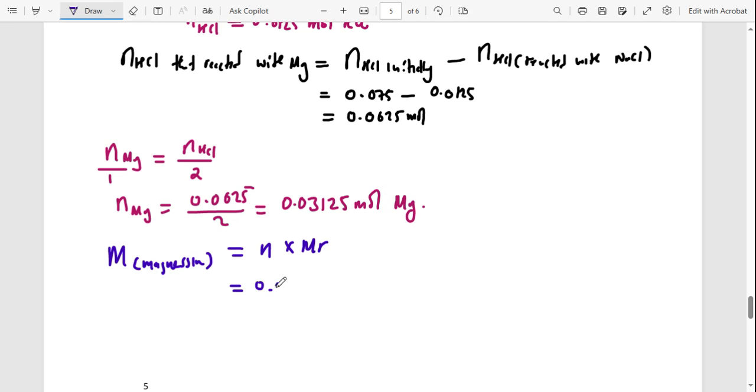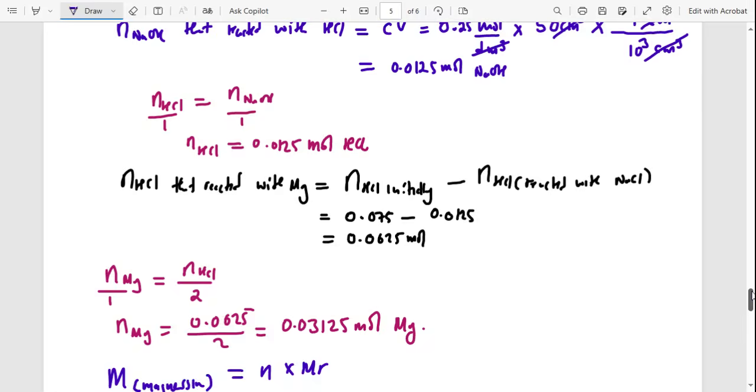So the number of moles is 0.03125 moles. The molar mass of magnesium we get from the periodic table, and that is 24.31. This is in grams per mole. So you see the grams, the moles will cancel. If you multiply this, you are going to get 0.760 grams of magnesium. So this is the mass of magnesium that reacted.